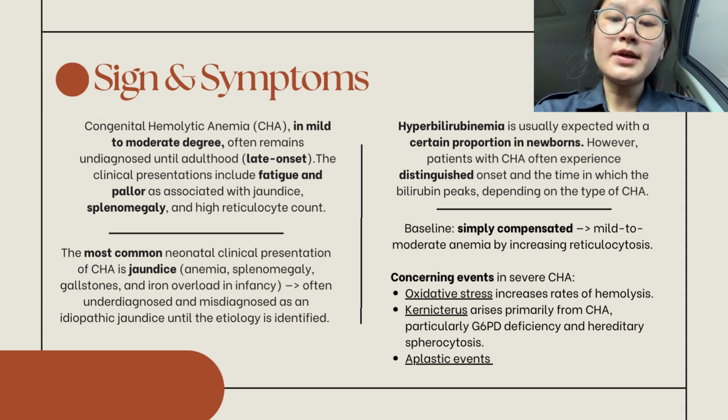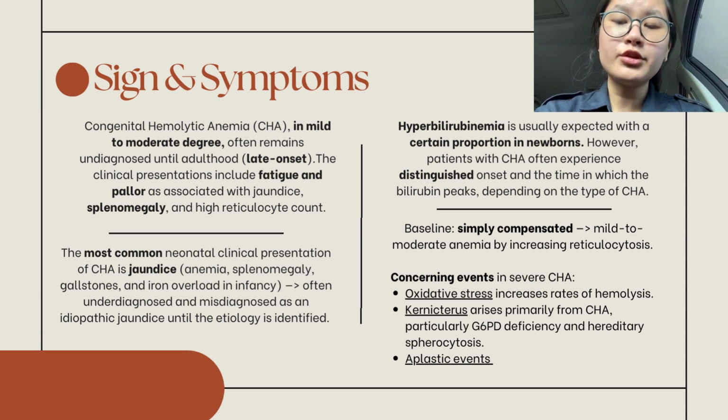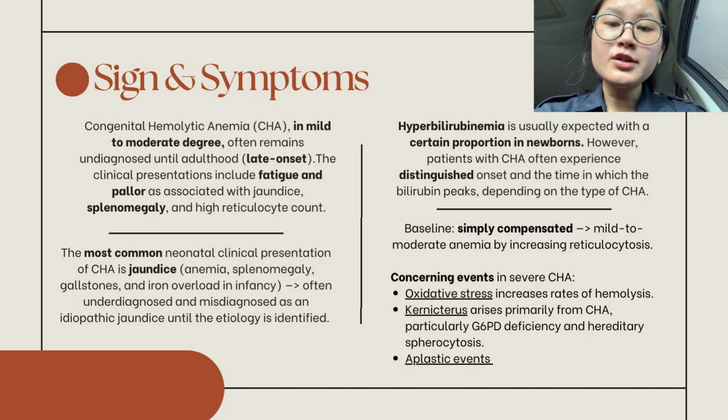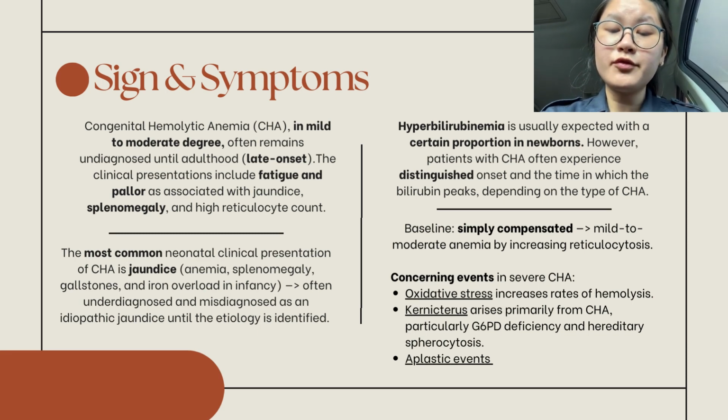Hyperbilirubinemia is usually expected in a certain proportion of newborns. However, patients with CHA often experience a distinguished onset and time at which the bilirubin peaks. At baseline, CHA can be simply compensated, bringing about mild to moderate anemia by increasing reticulocytosis. However, other concerning events may occur as a presentation of severe CHA, like oxidative stress, kernicterus, and aplastic events.